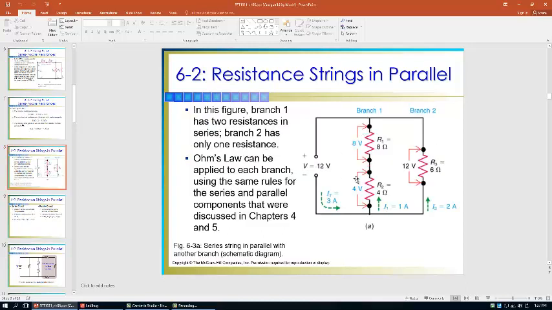We calculated that here, right? This connection right here is a series connection, right? So the sum of the voltages must be equal to the total voltage. Branch 1 and branch 2 are connected in parallel, so the sum of the branch currents must be equal to the total current, okay? So you add the voltages to match the total voltage in series connections. You add the branch currents to match the total current in parallel connections.